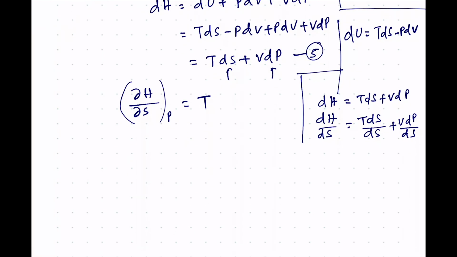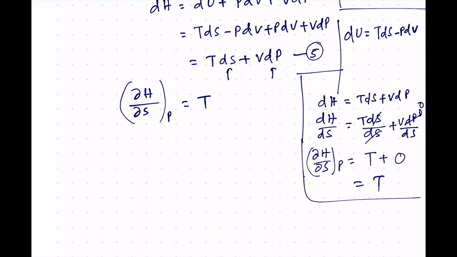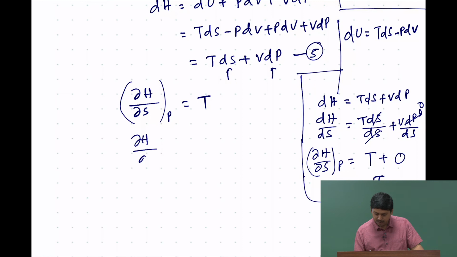and we took the pressure constant. So, dS will cancel and dP at constant pressure will become 0. So, that is what we get as T. That is what precisely we did. We did not really differentiate, because already dH is a differential amount. Similarly, when we do that with respect to P and take S constant, we get del H by del P at a constant S is V.